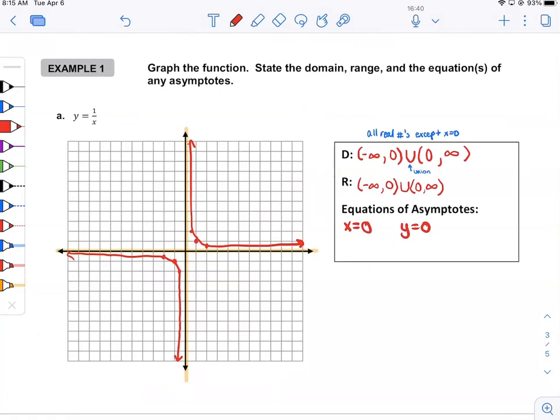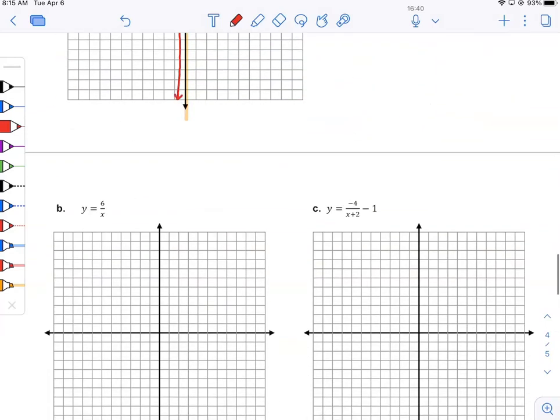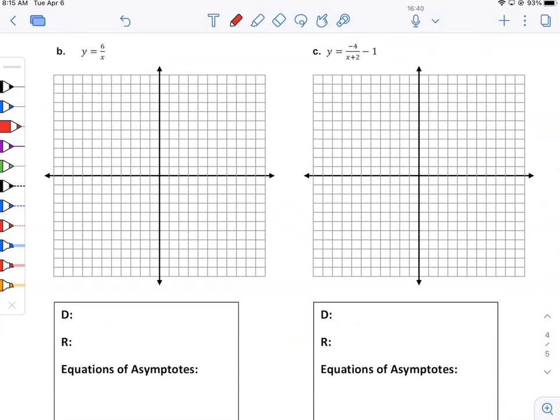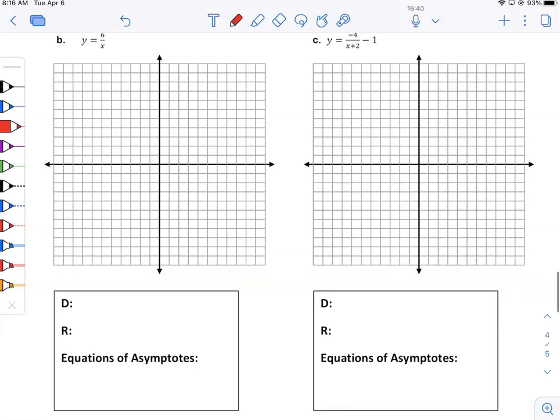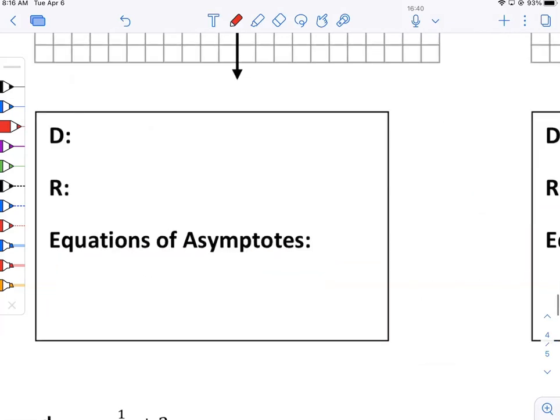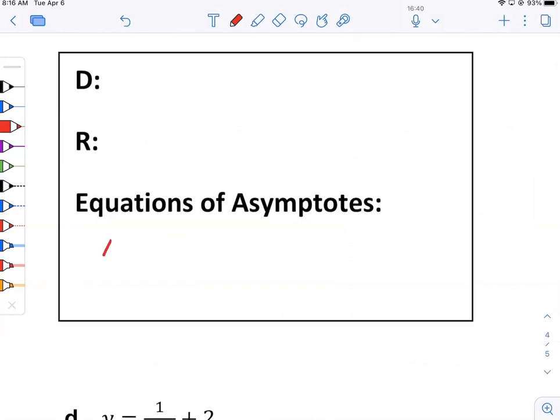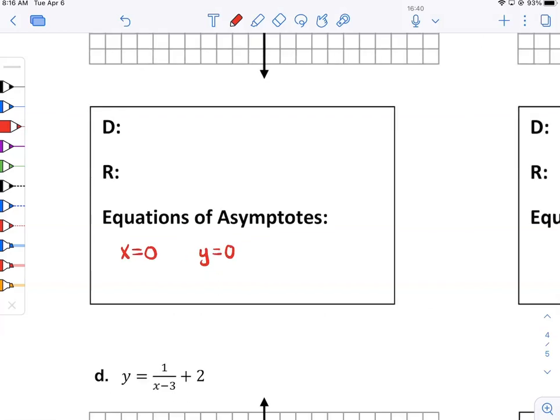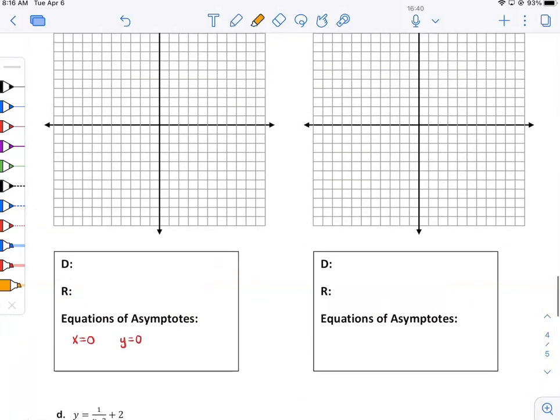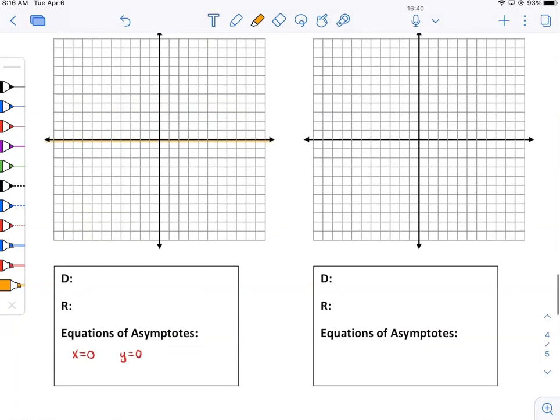Okay, so this is our most basic rational function form. Let's look at some more interesting ones. So part B, we have y equals 6 over x. So we're going to do the same thing. We're going to put this into our calculator and we're going to figure out our points. But first, let's talk about the equation of the asymptotes. So the equation of the asymptotes here, it doesn't have anything extra going on, so it's just x equals 0 and y equals 0. So go ahead and graph those because those are the lines that you can never cross when you graph these.